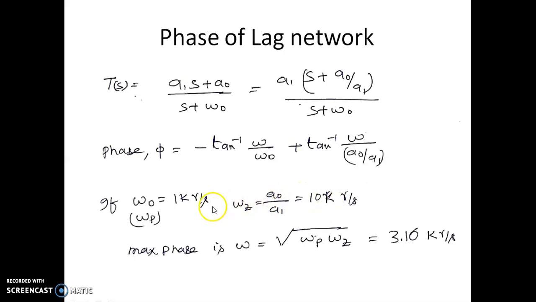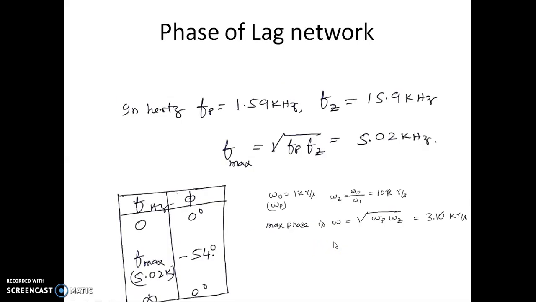As we know there is a change in the phase happening, so maximum phase will occur at the square root of omega p into omega z. We'll see the significance of that here. Of course we assume omega p to be 1 kiloradian per second, which corresponds to 1.59 kilohertz, and the corresponding zero frequency in hertz happens to be 15.9 kilohertz. The frequency at which maximum phase will occur is at 5.02 kilohertz, and this is how the phase keeps changing.